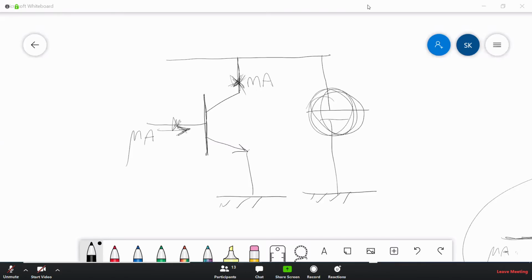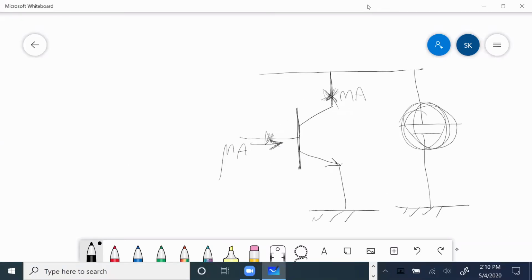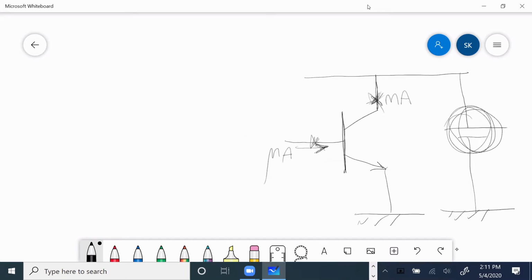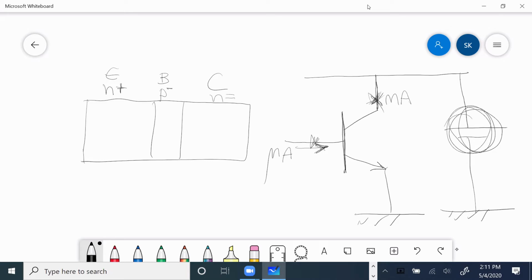So how does it do it? Why does this do that? How come it can do such magic? Because of the structure, because of how it's been manufactured. It's been manufactured this way: emitter, base, collector. That is N-type, heavily N-type. This is P-type, lighter doped than N. And this is very lightly doped. And the width of the base is narrow.